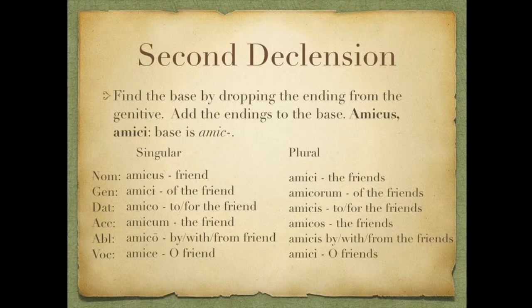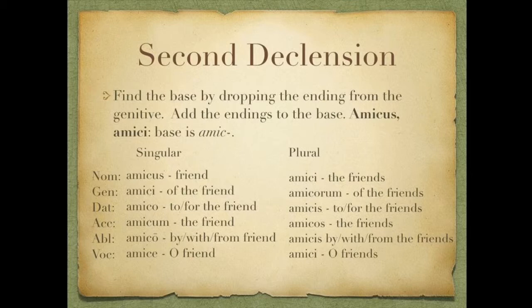Nominative singular, amicus, friend. Genitive singular, amici, of the friend. Dative singular, amico, to or for the friend. Accusative singular, amicum, the friend. Ablative singular, amico, by, with, or from the friend. And then vocative singular, amice, o friend.